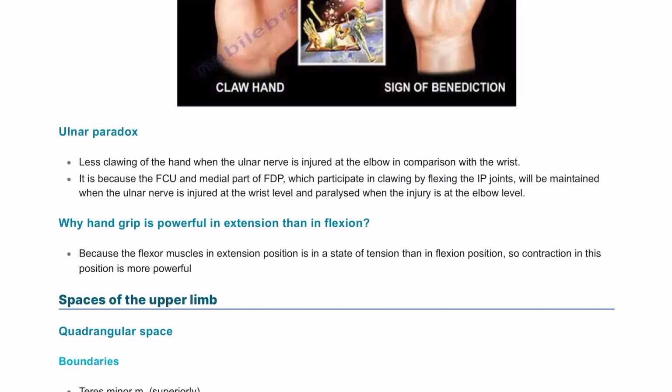Why is hand grip powerful in extension rather than flexion? Because the flexor muscles in extension are in a position of tension, and that will lead to flexion. So contraction is more powerful when your hand is in some extension.